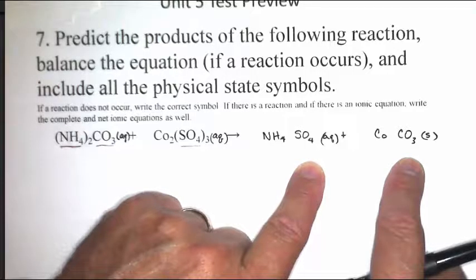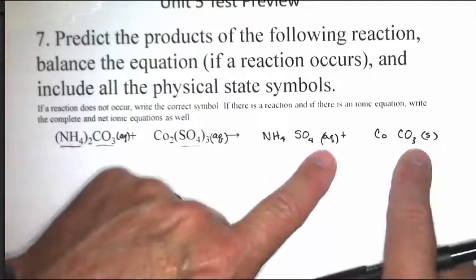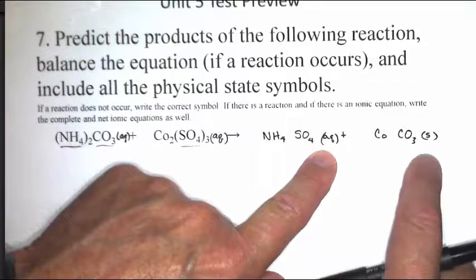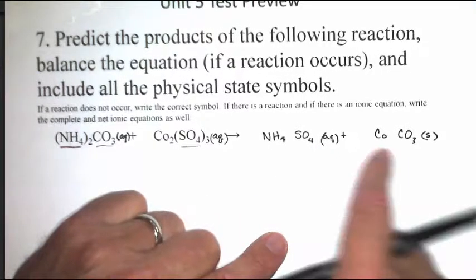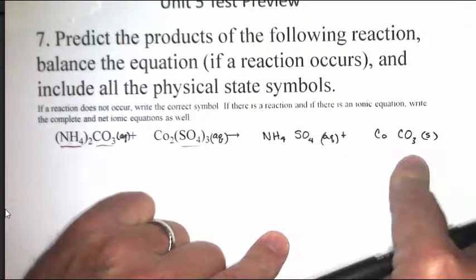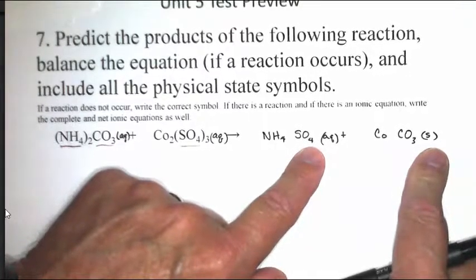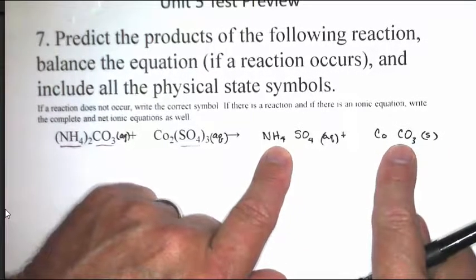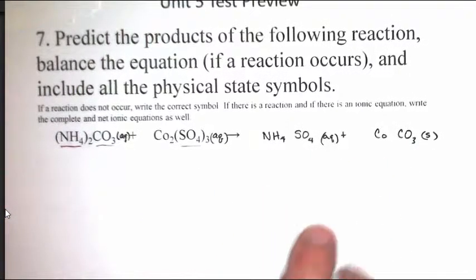Okay? Now that we've got physical states and we know there's a driving force. If there was no driving force, we just mark everything out and put NR for no reaction. But since we have a driving force, now we're ready to balance the formulas. We cannot balance the equation until we first balance the formulas.